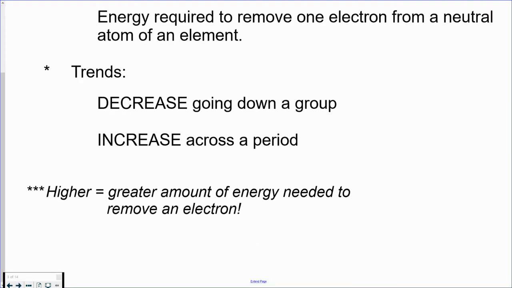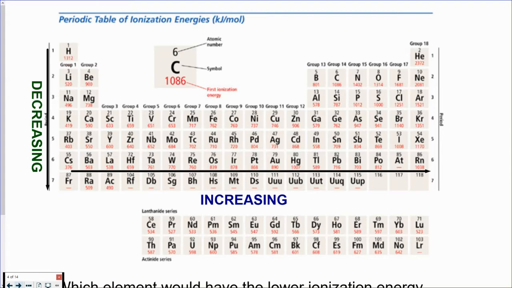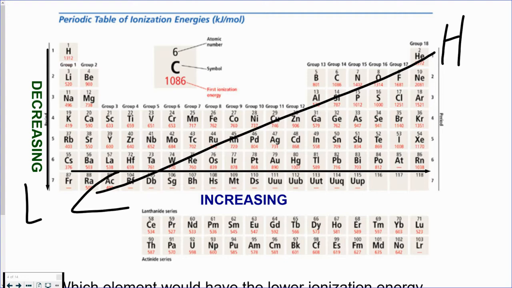The trend for this one is it decreases. Remember, this is what we're most interested in. It decreases as we go down and increases as I go across. Well, that sounds like the opposite of atomic radii. The highest would be up in the upper right, and the lowest would be in the lower left. Therefore, our high to low arrow is pointing down.